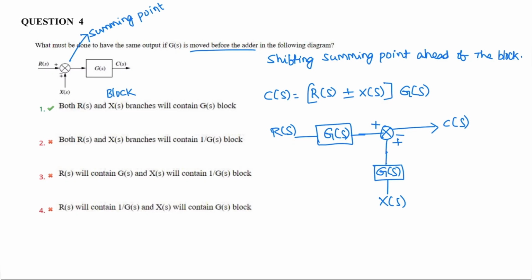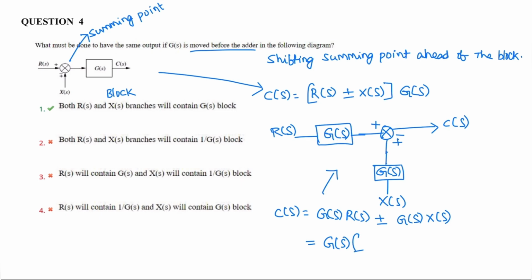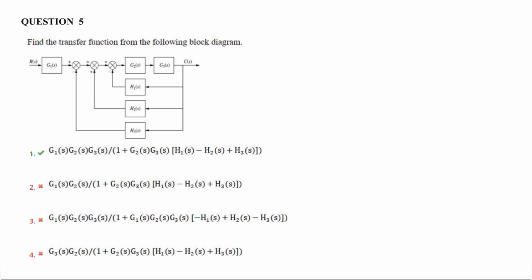Similarly, for this diagram, the expression for C of S in the equivalent diagram is G of S into R of S plus or minus G of S into X of S. If R of S is taken as common, then R of S plus or minus X of S. So both the R of S and X of S branches will contain the G of S block. So the R of S input and X of S input contain the G of S block. Correct option is 1.